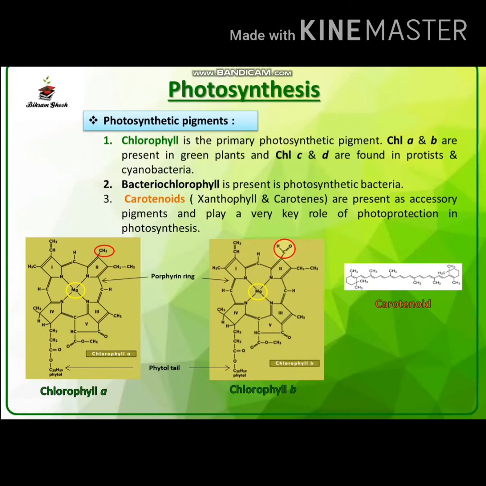So let's see what are the photosynthetic pigments. The primary photosynthetic pigment is chlorophyll. There are various types of chlorophyll. Chlorophyll A and B are present in green plants, and chlorophyll C and D are present in protists and cyanobacteria. Bacteriochlorophyll is also present in photosynthetic bacteria, and carotenoids are also present as photosynthetic pigments. They serve as accessory pigments and play a very key role of photoprotection in photosynthesis. We will later see what is photoprotection.